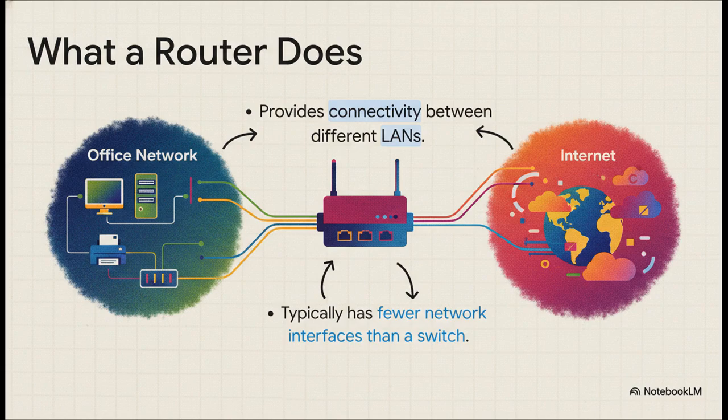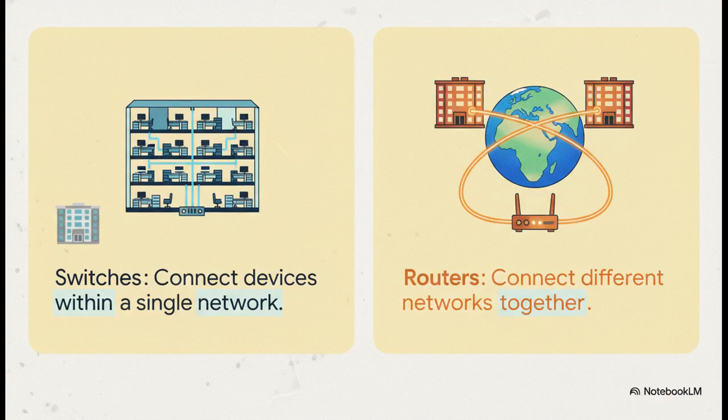And you might notice it has way fewer ports than a switch. And that's because its job isn't to connect dozens of individual PCs, but to connect entire networks to each other. Okay, let's just lock this in, because this is probably the most critical distinction to understand. Switches connect devices within one single network. Routers connect different networks together. It's that simple. One handles local mail, the other one handles global mail.